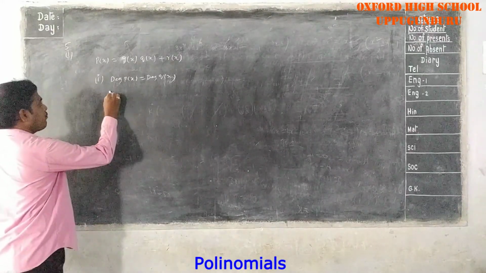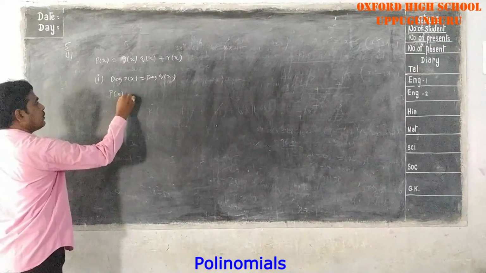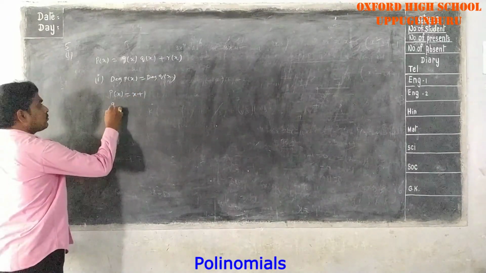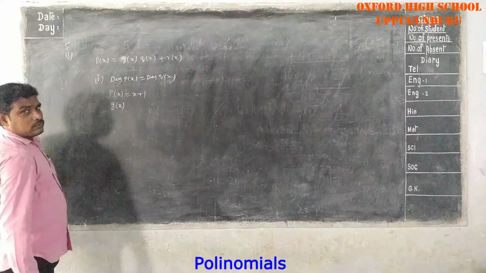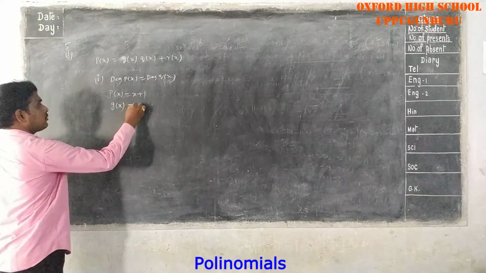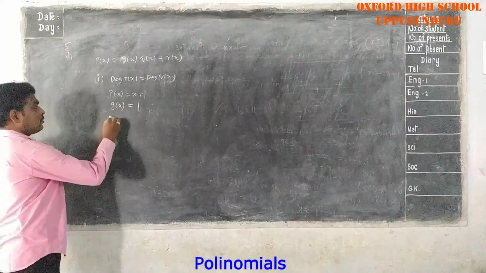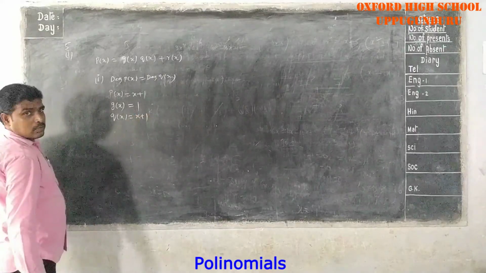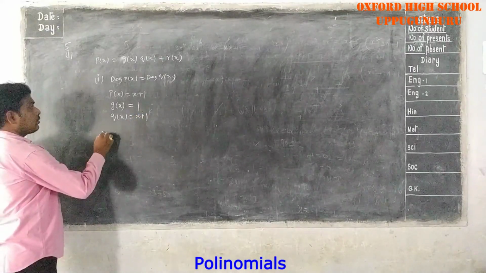See, suppose if I am considering p of x as x plus 1, g of x as 1, q of x as x plus 1, then what do you get?